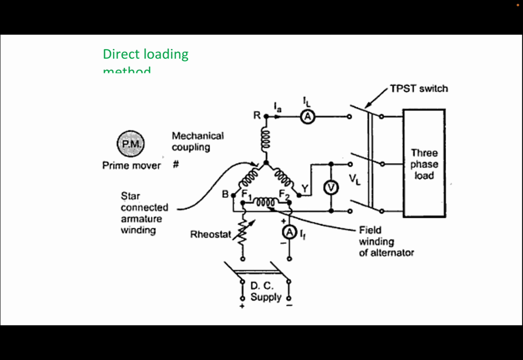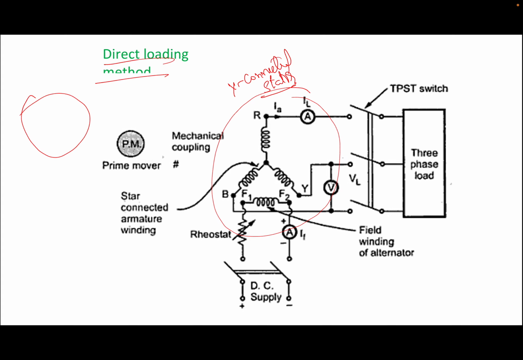We discussed the different methods here. So this is the direct loading method. Before that, I'll show you the circuit and the parameters. This is a star connected stator with the armature winding. Where is the armature winding placed? In the stator. Normally we say this is the stator and the inside one is the rotor. In the stator the armature winding is accommodated, and in the rotor the field winding is accommodated.